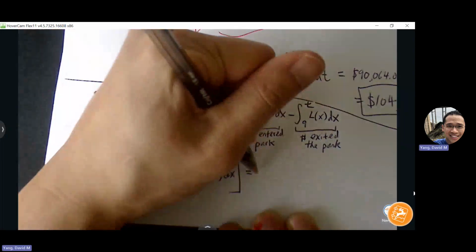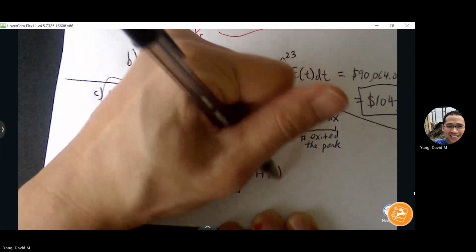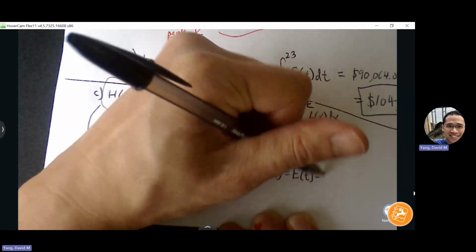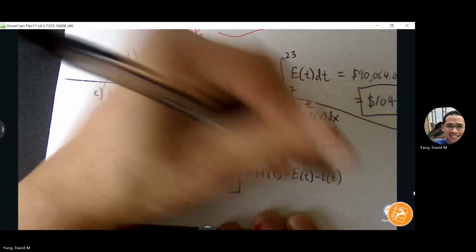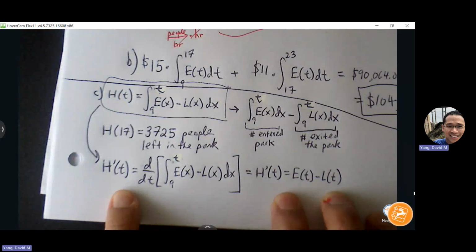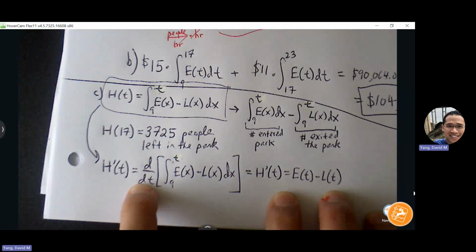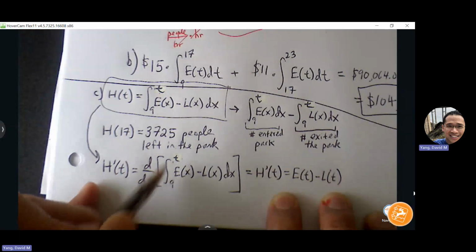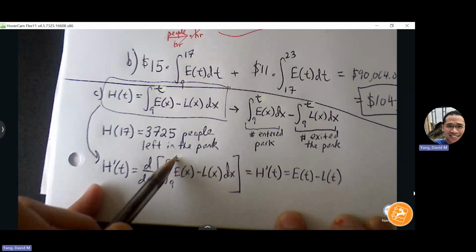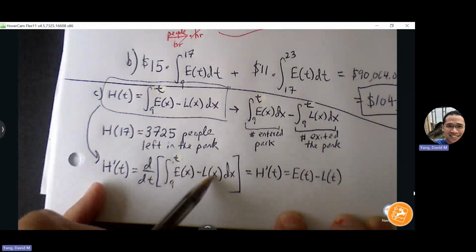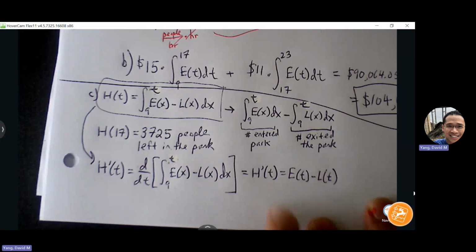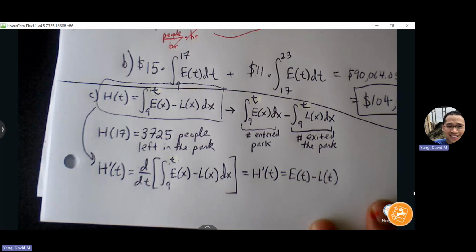So h prime of t is just E of t minus L of t. Does that make sense? So we're just applying the second theorem. The second theorem says derivative and integral are opposite operations. They cancel each other out. We just have to replace the upper bound into the variable of the expression. So h prime is simply E of t minus L of t.